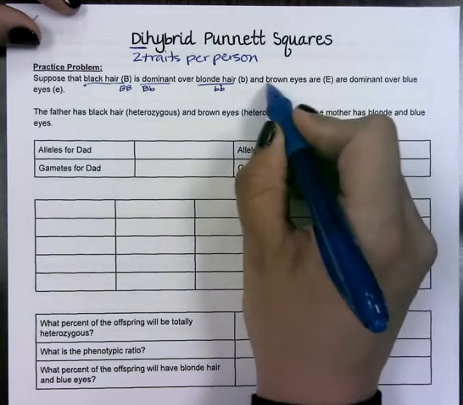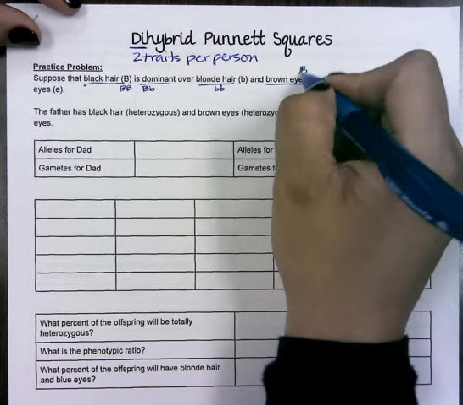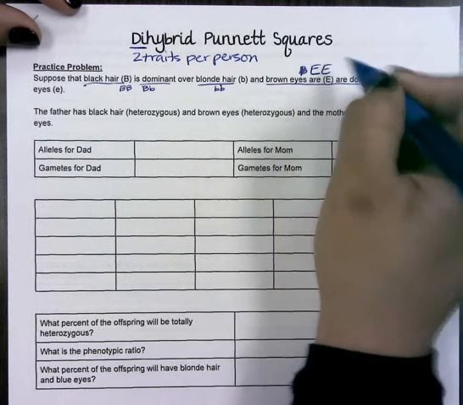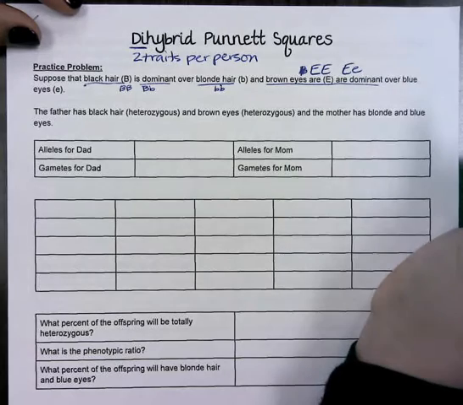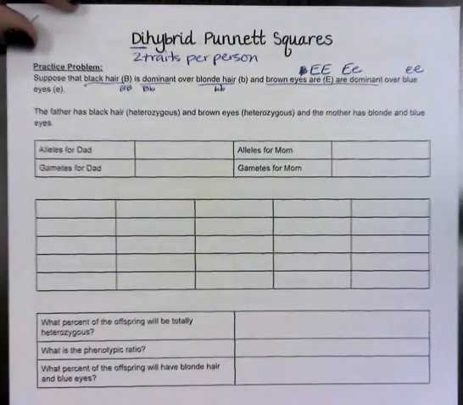And brown eyes are dominant, and we're using E. So as long as they have either 2 capitals or at least 1 capital, they'll have brown eyes. And for blue eyes, they have to be recessive. So those are the traits we're working with.